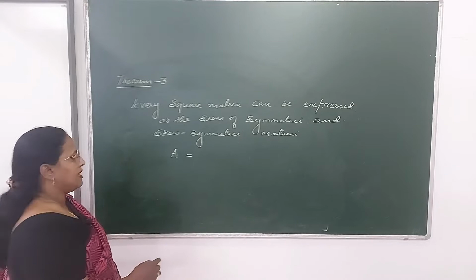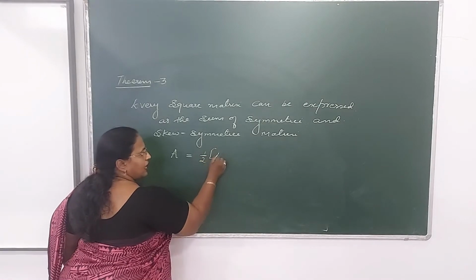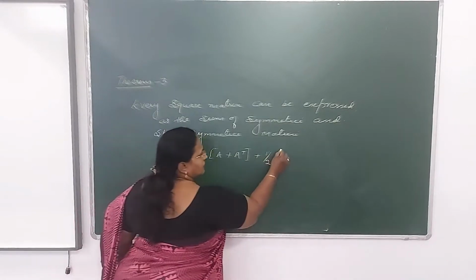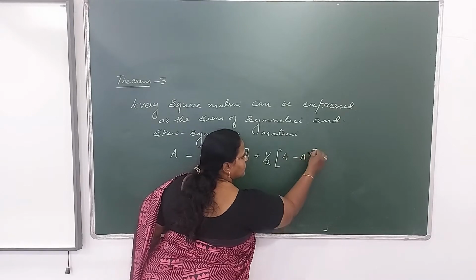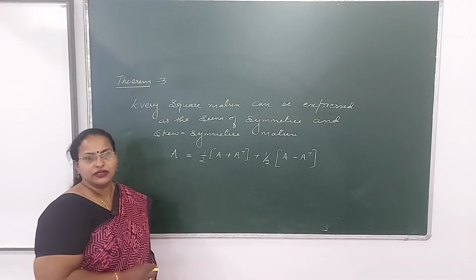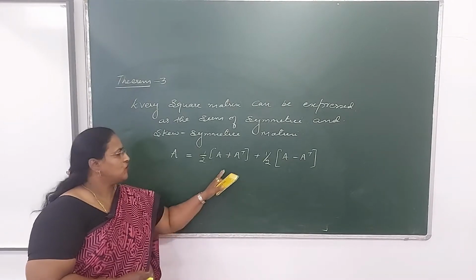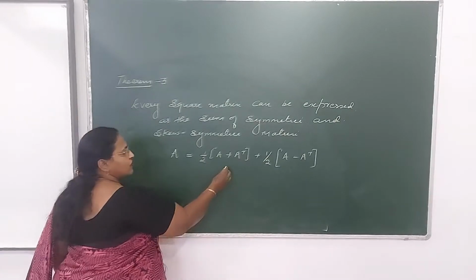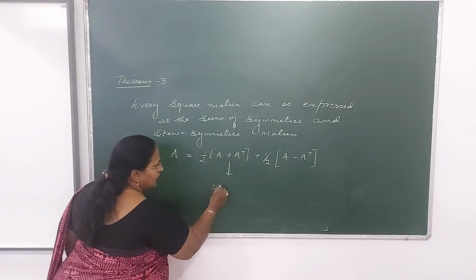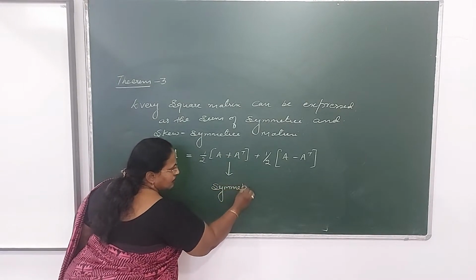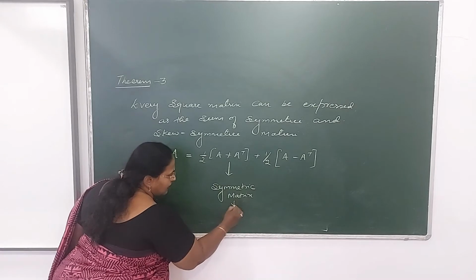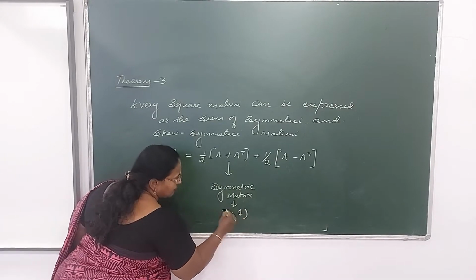Now A you can write as half (A plus A transpose) plus half (A minus A transpose). Now kindly check the right hand side. Is it balanced? Yes, it is. Now see the two parts here. By the first theorem, A plus A transpose is always a symmetric matrix. The explanation you know very well. This is from the first theorem.